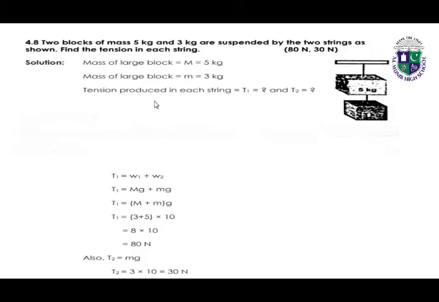Numerical number 4.8. We have two blocks of mass 5 kg and 3 kg which are suspended by two strings as shown. Find the tension in each string. So we have to find the T1 and T2. T1 is the weight of first block plus weight of second block. Weight is equal to mg plus mg. We know that this is the formula of weight.